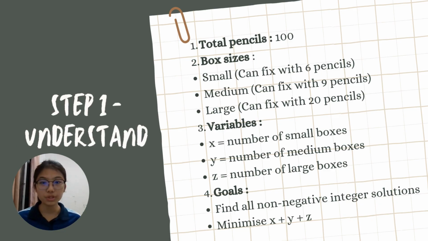In the question, we know that the total number of pencils is 100. The small box can fit 6 pencils, the medium box can fit 9 pencils, and the large box can fit 20 pencils. We also know that x represents the number of small boxes, y the number of medium boxes, and z the number of large boxes. So what do we need to do? We need to find all non-negative integer solutions first, and then minimize x plus y plus z to find the fewest number of boxes to be used.